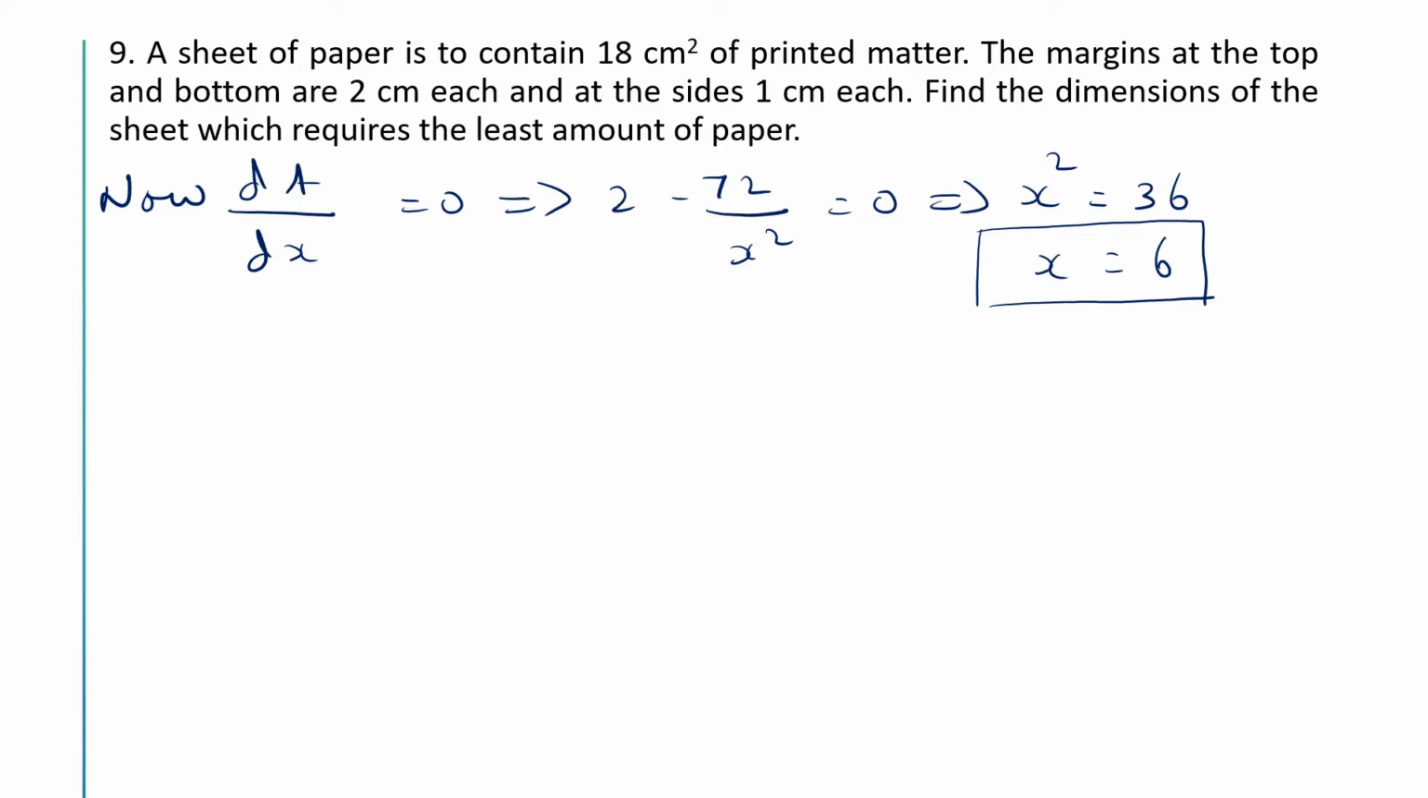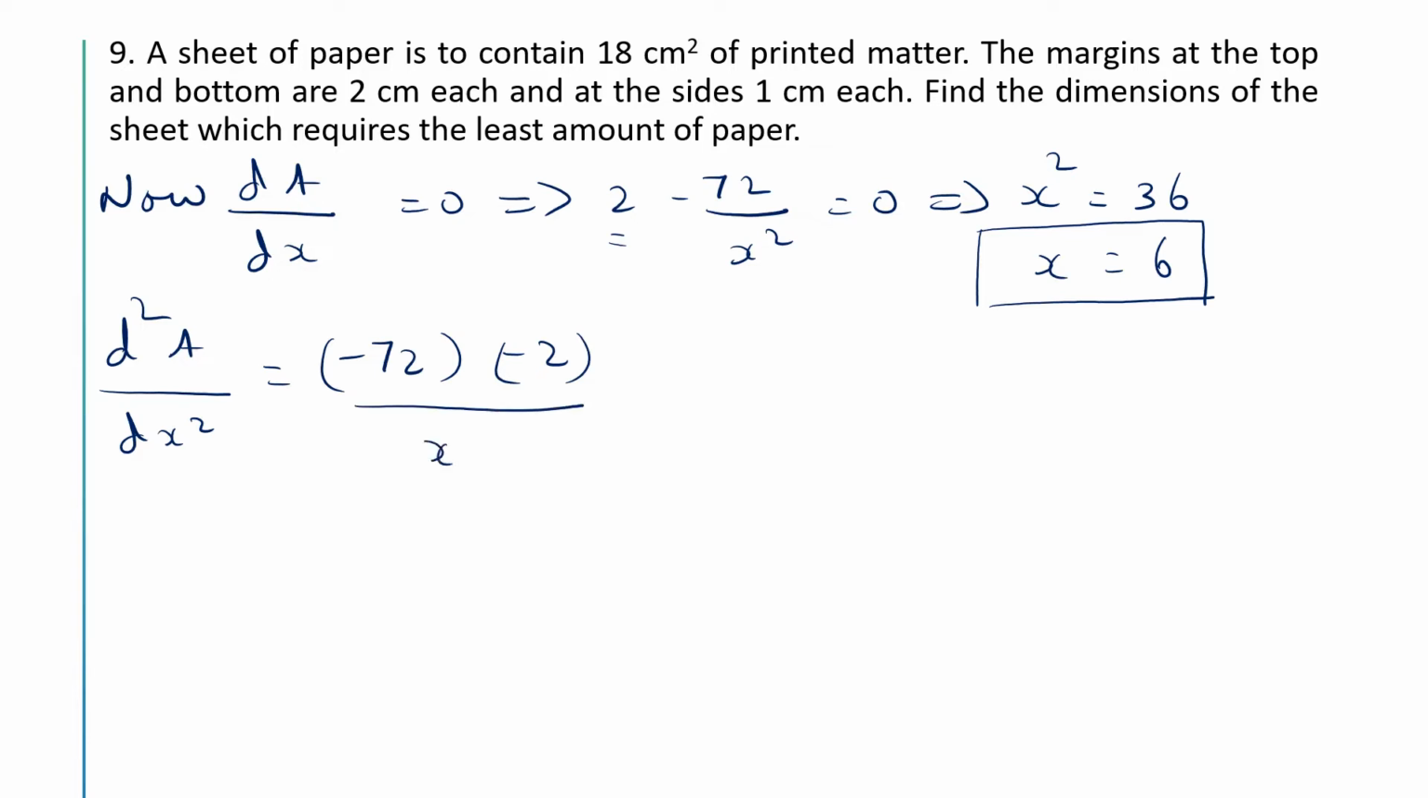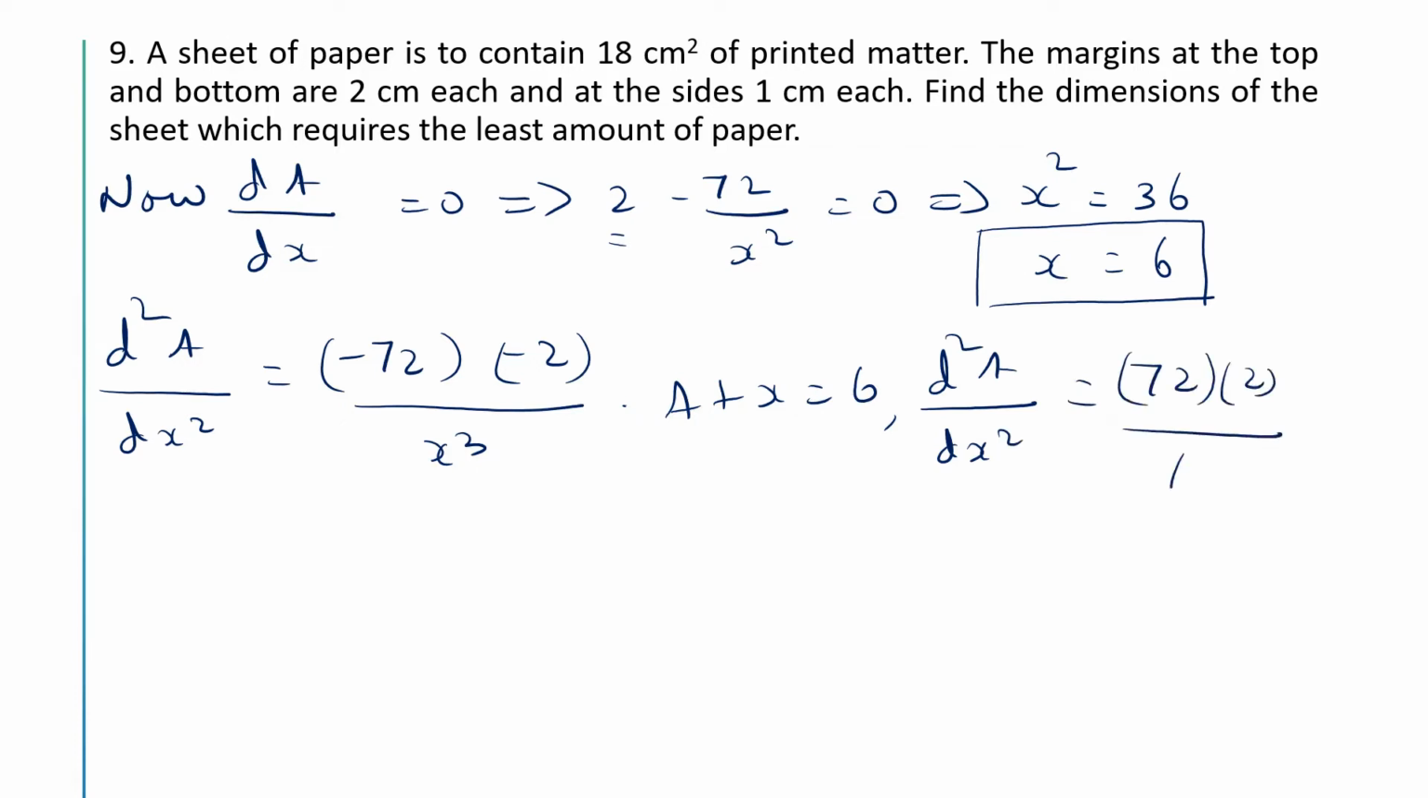Now let us find d square A by dx square. So it is equal to minus 72. Here the derivative of 2 is 0. So minus 72 into minus 2 by x cube. So at x is equal to 6, d square A by dx square is 72 into 2 divided by 6 cube, which is greater than 0. Therefore, x is equal to 6 is a point of local minima.